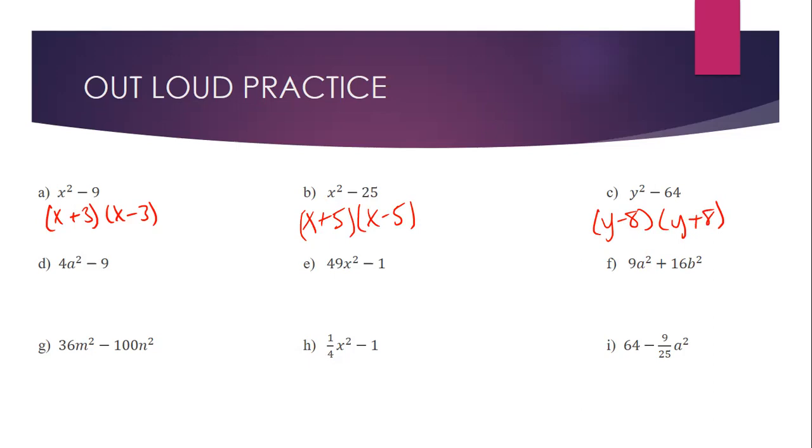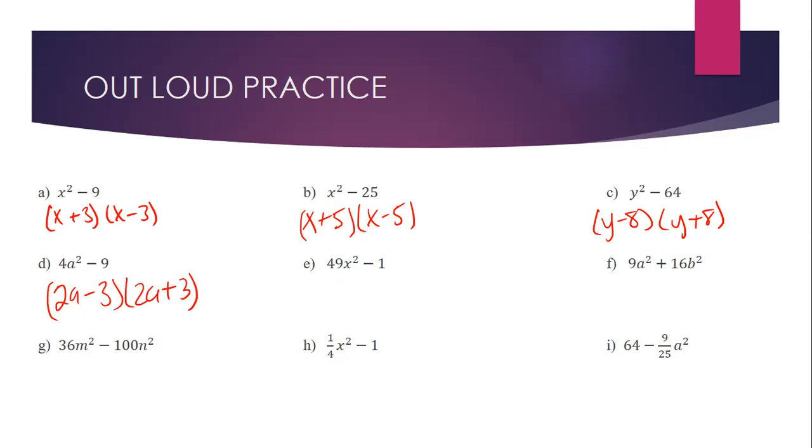Okay. D. Are they both perfect squares? Are they being subtracted? What are my factors? Oh, 2a and 3. That's GCF. Wait, so what is this called that we're doing right now? Difference of two squares. Ready again?